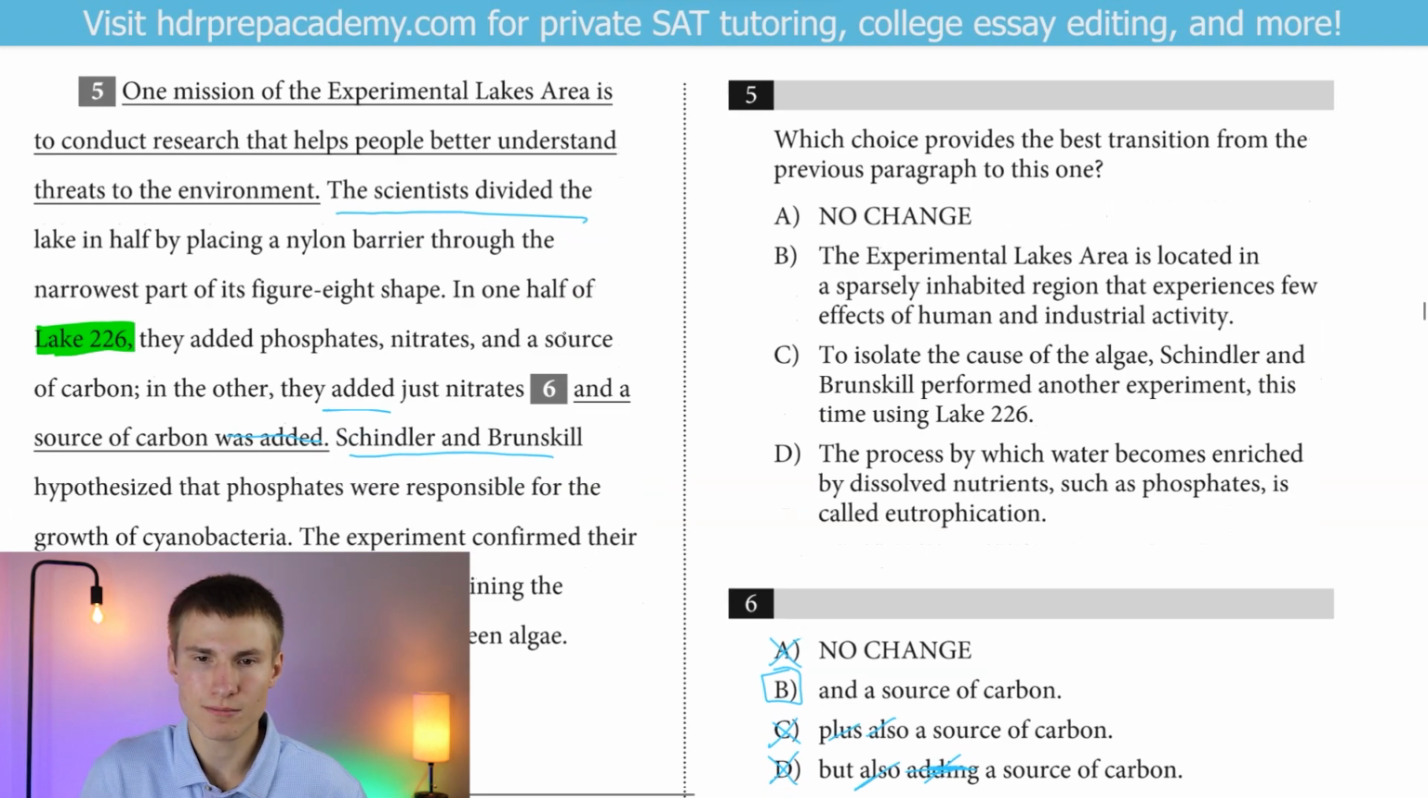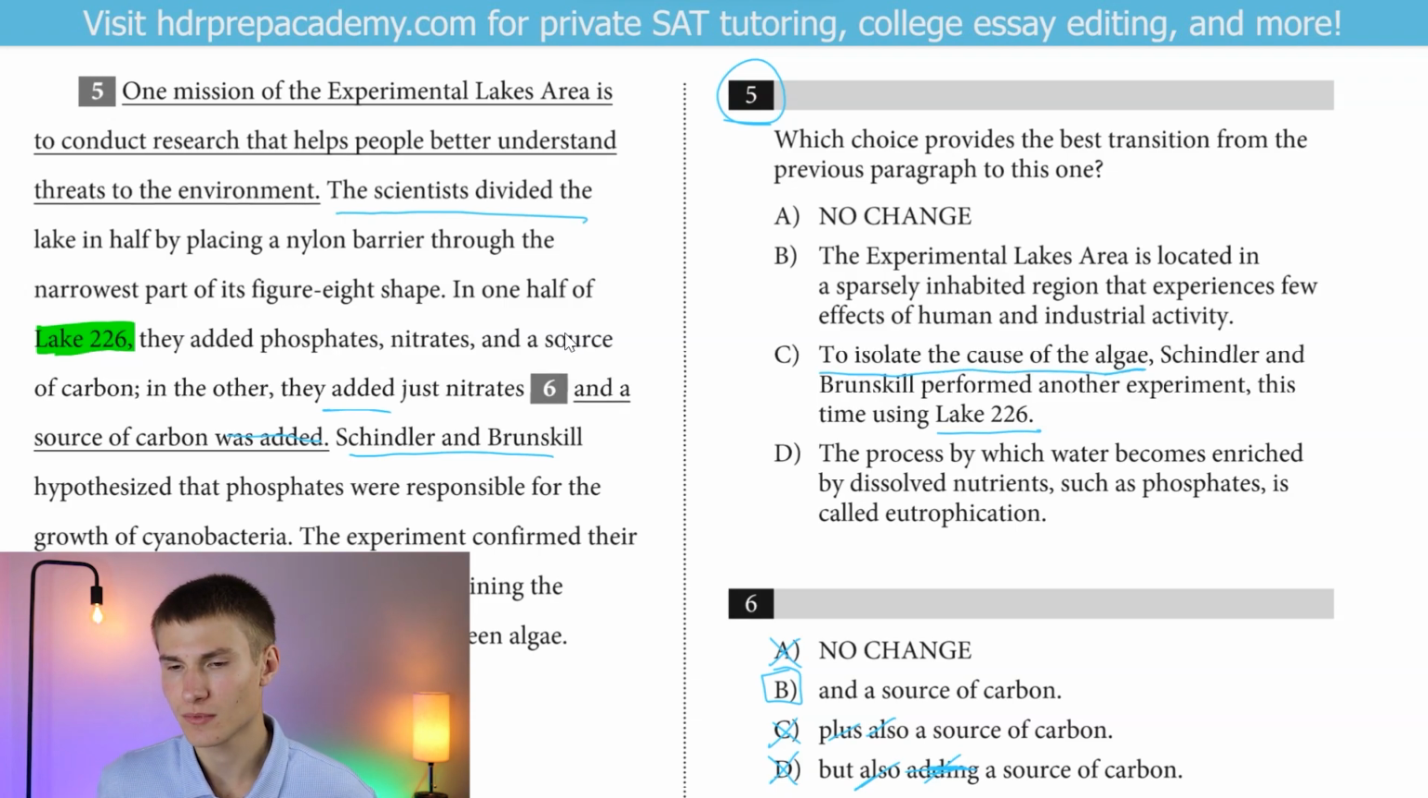Okay, so when we're looking to make this transition in question number 5, we want to look for an answer choice that's talking about Lake 226. So I see we have that in answer choice C. So let's go ahead and take a look at what that says. To isolate the cause of the algae, we know our previous paragraph was discussing the algae. We have Schindler and Brunskill performed another experiment, this time using Lake 226, and we see that throughout this, we're describing that experiment, throughout this paragraph.